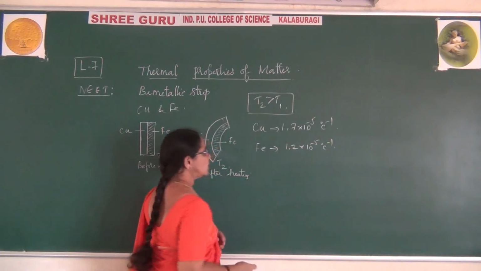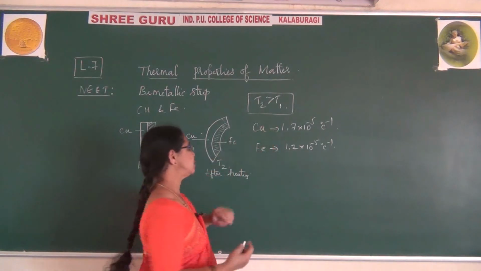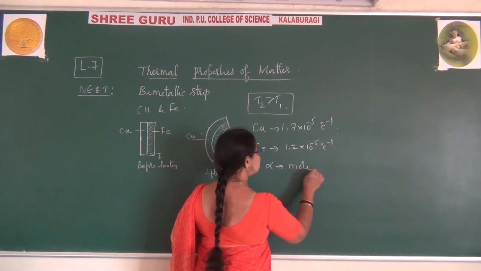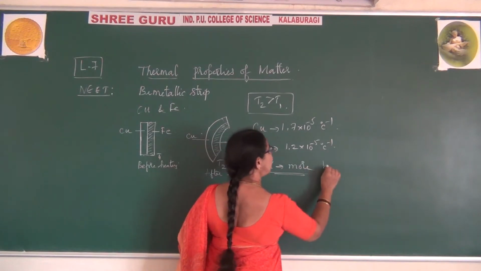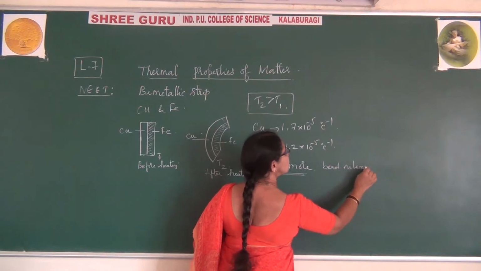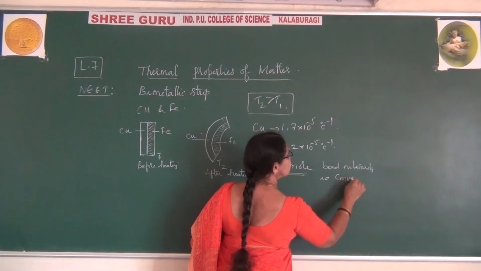What do you observe from this? The one which has the larger coefficient of expansion, that is, alpha is more, bends outwards. That is none other than what you call the convex side.